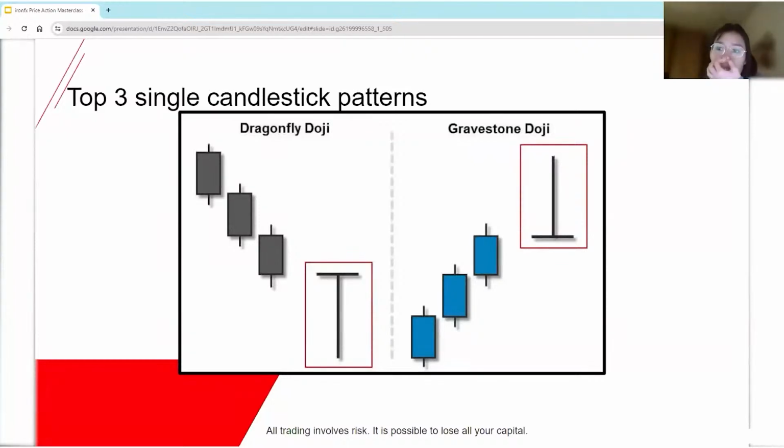Okay, and next we have the dragonfly doji and the gravestone doji. Okay, so again, these candlestick patterns are exactly the same. It's just that in this case, we are looking at a bullish candlestick pattern, and over here we're looking at a bearish candlestick pattern.